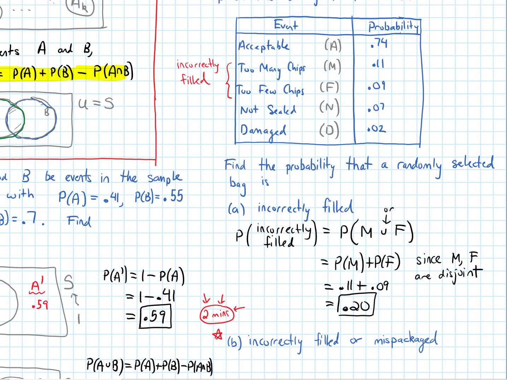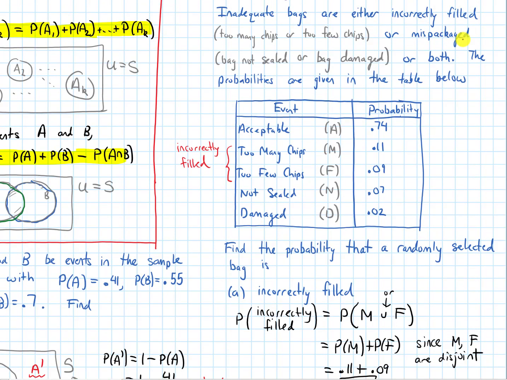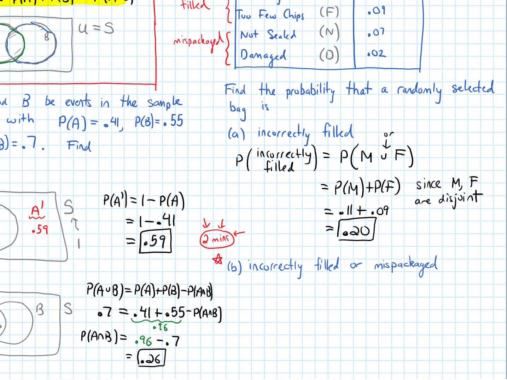Okay, so let's first talk about mispackaged and where mispackaged is in this event table. The question going up says that mispackaged means either the bag is not sealed or the bag is damaged. So these two categories refer to where it is mispackaged. So incorrectly filled as well as mispackaged, those are the two ways that a bag overall can be inadequate. So that is going to give me an idea for solving this question in a very quick way.